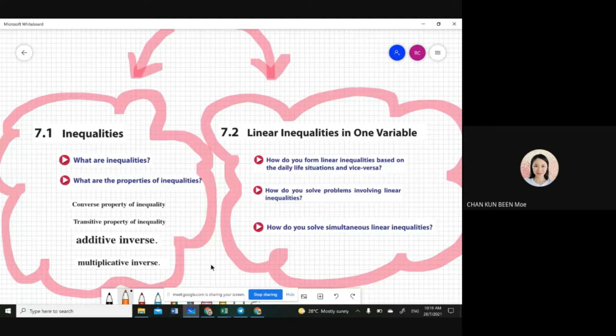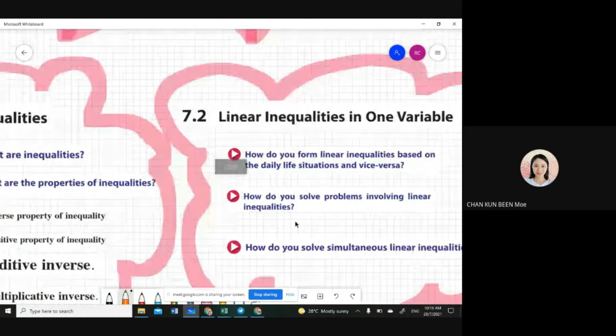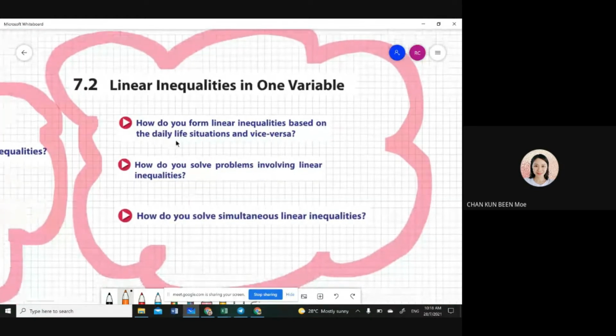inverse. Okay, today we are going to learn how to form linear inequalities based on daily life situations and vice versa, and how to solve problems involving linear inequality. If I can't finish this part, then we will just learn the first one. If I can continue with the second one, problem solving, then we just go ahead.